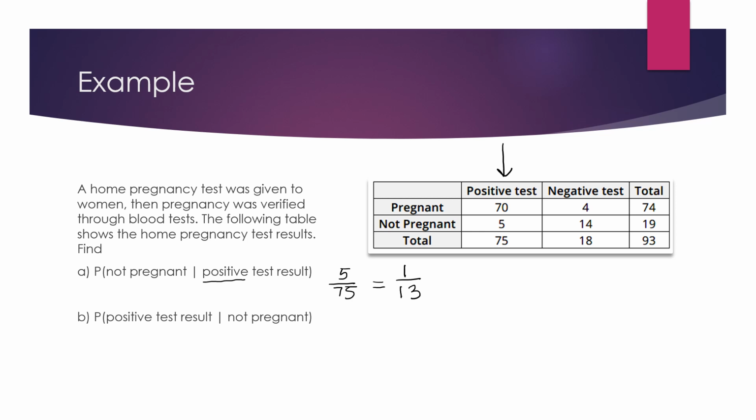Then for the second one, we want to know what is the probability of a positive test result given that they were not pregnant. So here we're going to use just the row of not pregnant, and that's going across this way. And for a positive test result, we have those 5 women, but that is out of 19 women who were not pregnant, and that doesn't simplify any further.